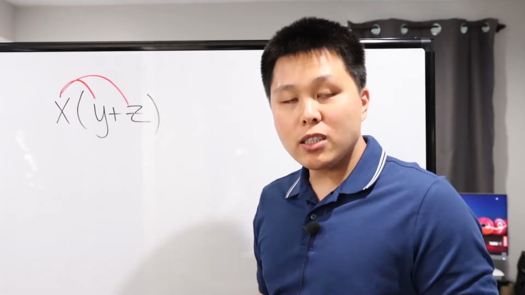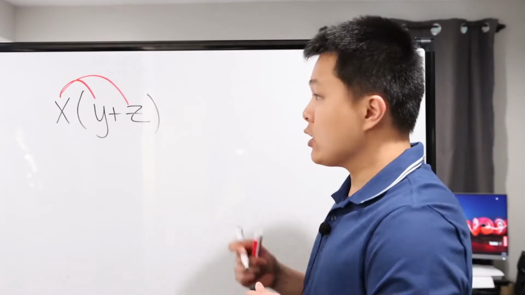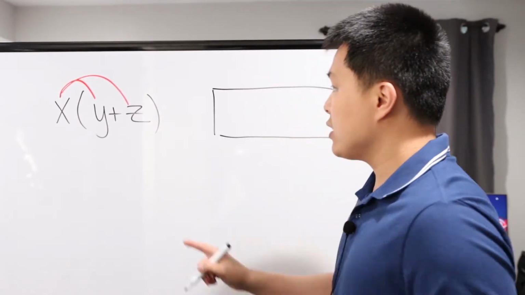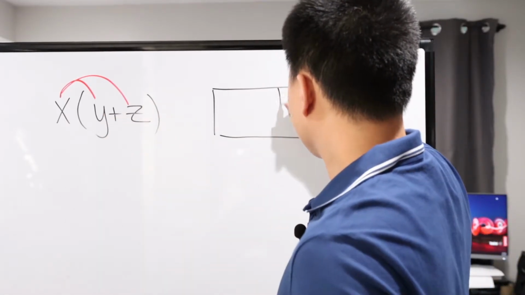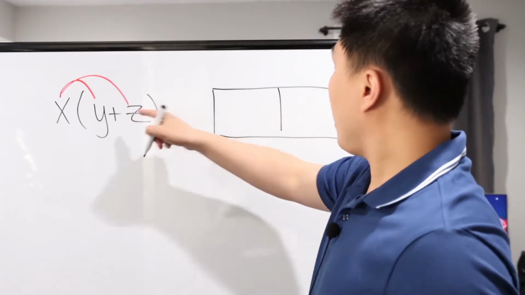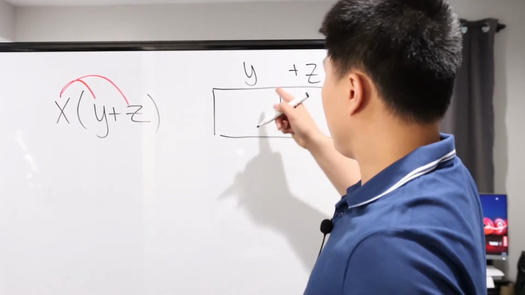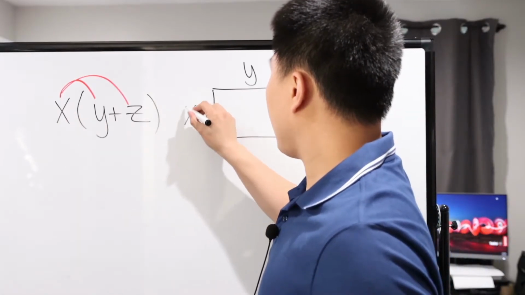Now, the box method that I've seen is quite interesting. What you do in this case is you draw, well, guess what? It's called a box method. So you're drawing a box and you're going to separate it by however many terms there are in there. There are two, so you're going to have two little boxes. In the top part, you're going to put y and then plus z, just to make sure you know that it's positive. Well, the y is also positive. And then you have your x out here.